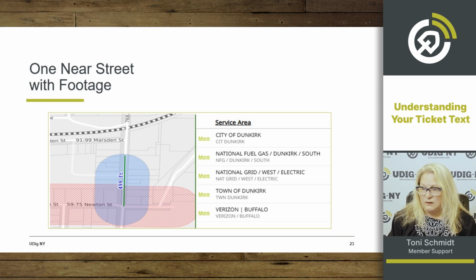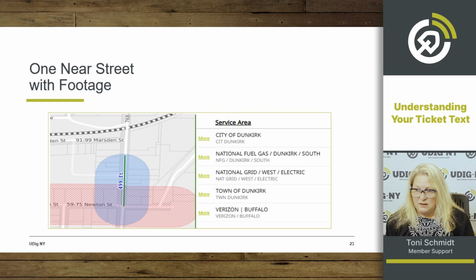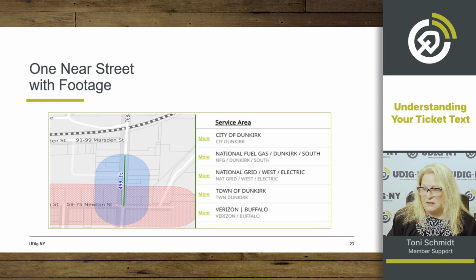Reviewing this example, let's see how knowing the cross streets could make this location experience better for both the excavator and the member. The excavator only had 1 cross street, but they did know the distance from the cross street. By being able to grid the distance, there were only 5 affected service areas.